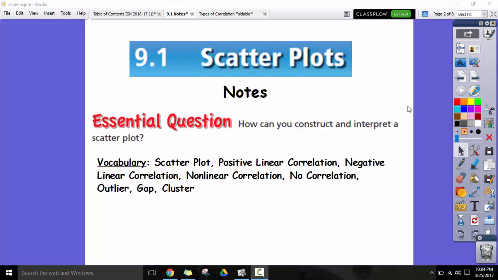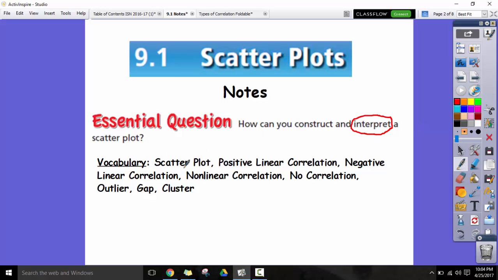Okay, you're going to work out just a few examples with scatter plots and types of correlations here. So our essential question, how can we construct and interpret a scatter plot? This word interpret is super important that you remember. You've interpreted slopes, you've interpreted y-intercepts. It's finding the meaning of the data.